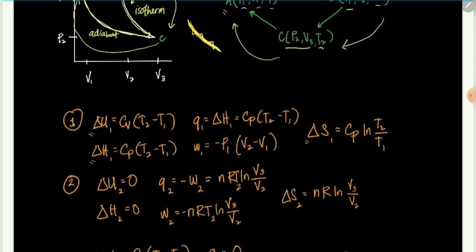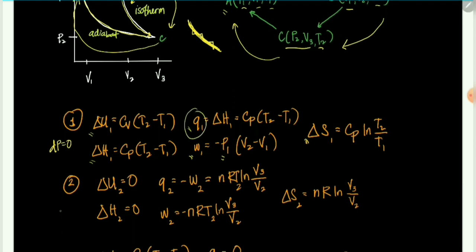So delta H1 is CP times T2 minus T1. Q1 is delta H1, okay, because this is an isobaric process, dP equals 0, and the heat at constant pressure is just the enthalpy. So Q1 is equal to delta H1, which is also equal to CP times T2 minus T1. The work in this process is equal to the negative of the pressure P1, which is maintained in the process, times V2 minus V1. So the entropy in this process is CP times ln T2 over T1. That is just the integral of dQ over T.